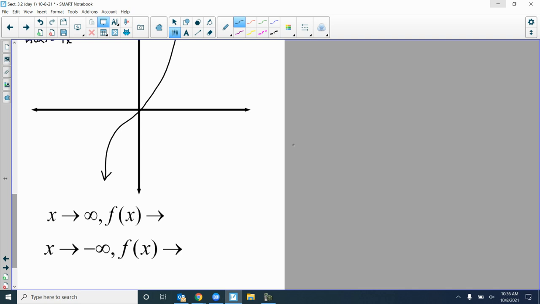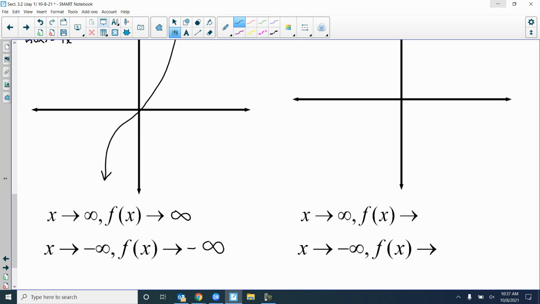As x goes to infinity, f of x goes to... as x gets bigger and bigger and bigger, the y's also get bigger and bigger and bigger. So it goes to infinity. And as x goes to negative infinity, f of x goes to negative infinity.